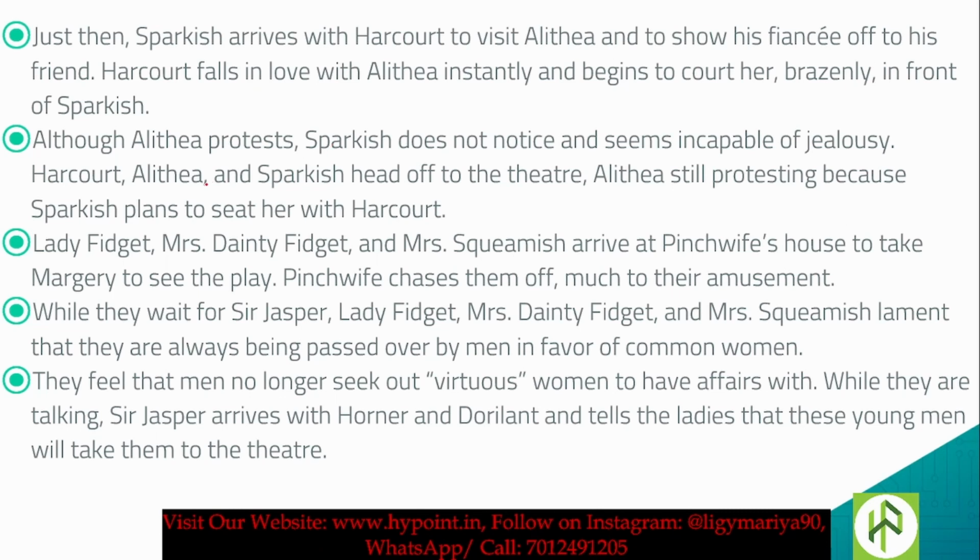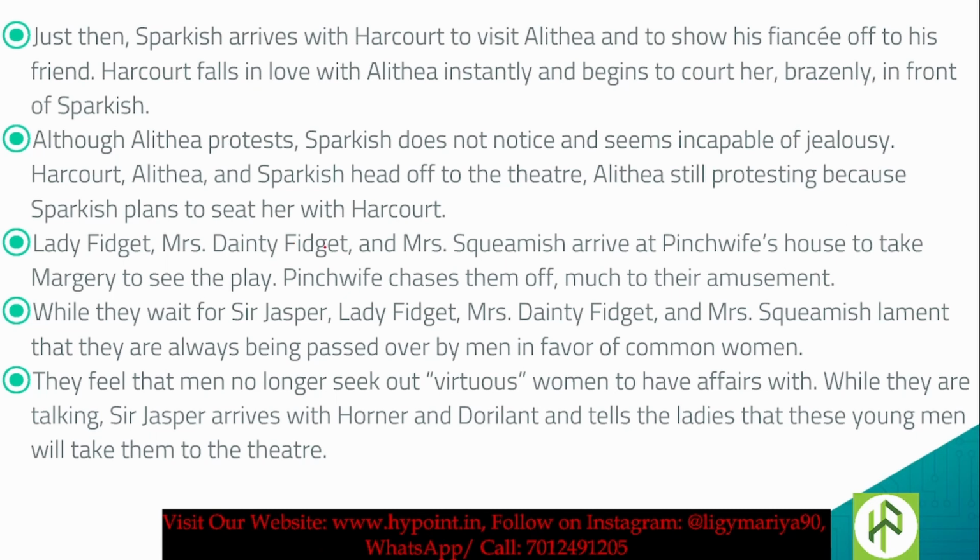Harcourt, Alethea and Sparkish head off to the theatre, with Alethea still protesting because Sparkish plans to seat her with Harcourt. So these three people set off to the theatre to watch a play. Alethea was protesting against Harcourt's advances, and even then Sparkish was not jealous. He was even planning to have her sit with Harcourt, because he cannot understand that Harcourt is courting her in front of him.